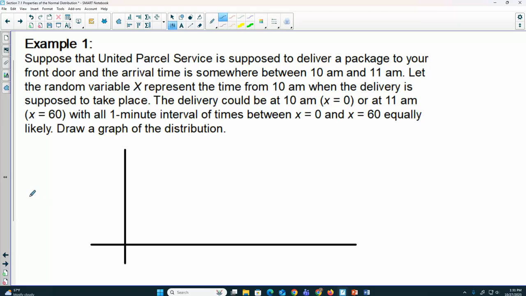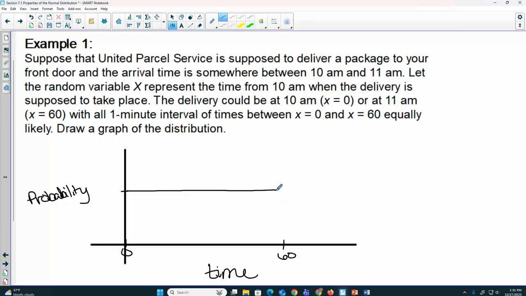So my y is my probability. My x here is my time. And this is starting at x equals 0. When would it end? 60. I am not going to put 60 tick marks. I'm just going to go 0 to 60 here. Okay. The probability is the same for every minute. So no matter which minute I'm at, my probability is the same. So it's just going to be a flat line across. All of these have equal probability.